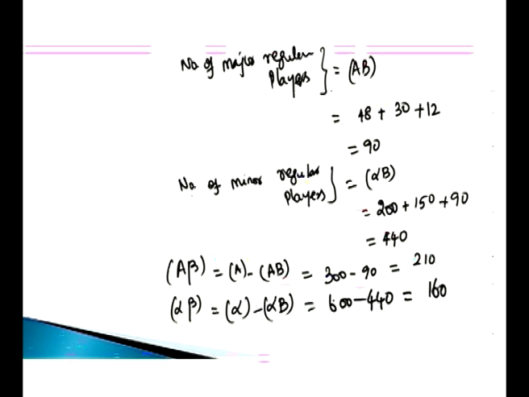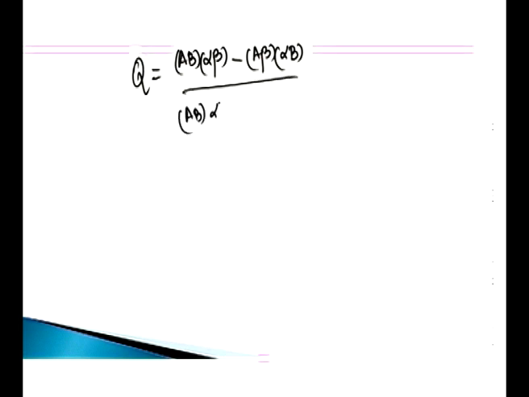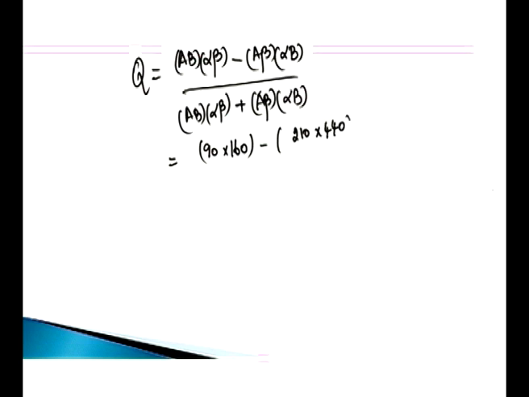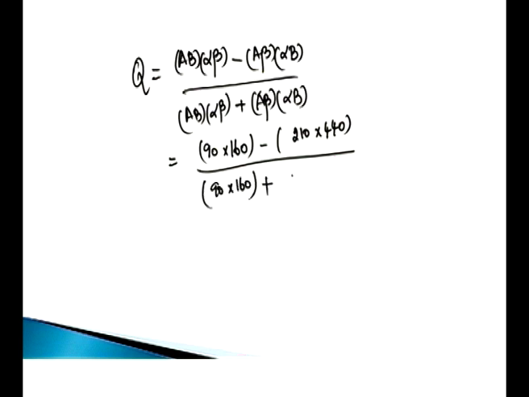Now, we will find out the coefficient of association, Yule's coefficient of association Q. Q is equal to AB into alpha beta minus A beta into alpha B, divided by the same thing in the denominator with plus AB into alpha beta plus A beta into alpha B. Now, substitute all the values you have calculated from the given data, that is 90 into 160 minus 210 into 440 divided by 90 into 160, the same thing in the denominator plus, but with a plus sign, and this value gives you minus 0.73, which is less than 0.